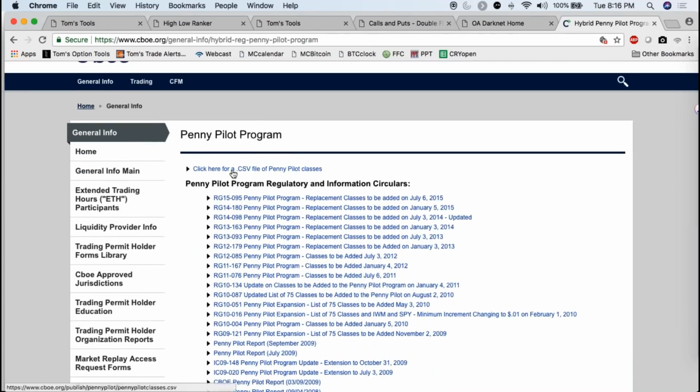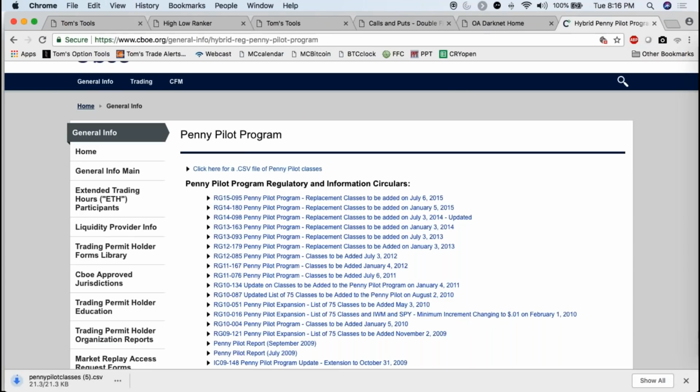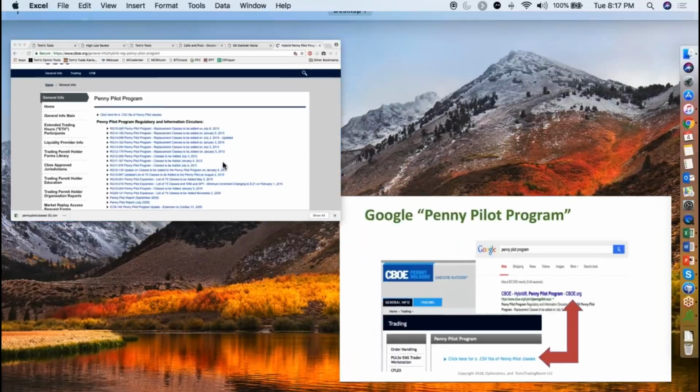What you're going to want to do is click on this link here. It says click here for a .csv file of Penny Pilot classes. I'm going to click on that right now. Look what happened. It depends on what you're using. If you use Microsoft Excel, it's going to put it into an Excel spreadsheet. If you use some other form of spreadsheet, it should put it in there. Worst case scenario, it'll open it in some sort of Word file. But I'm going to show you what it looks like, so I'm going to go ahead and open that up and share that with you.